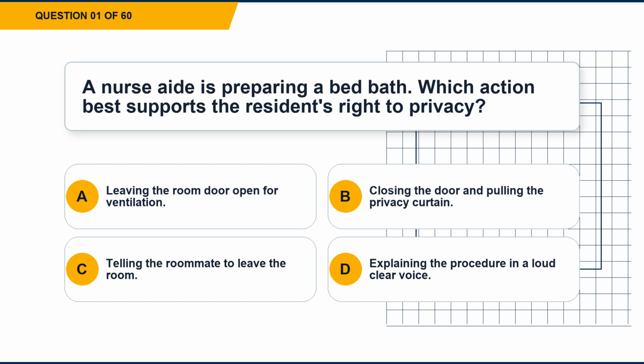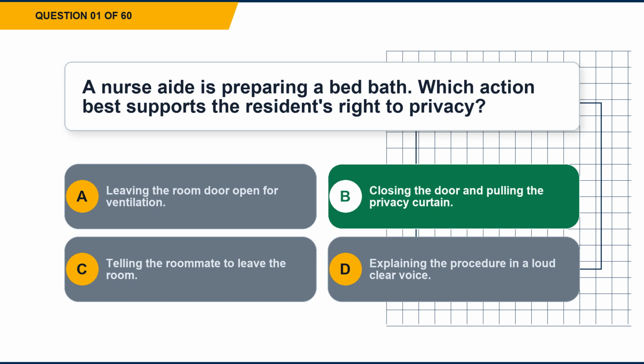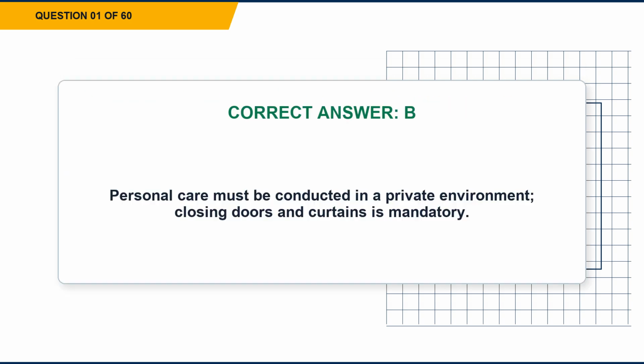Option A. Leaving the room door open for ventilation. Option B. Closing the door and pulling the privacy curtain. Option C. Telling the roommate to leave the room. Option D. Explaining the procedure in a loud, clear voice. The correct answer is option B. Closing the door and pulling the privacy curtain. Explanation. Personal care must be conducted in a private environment. Closing doors and curtains is mandatory.